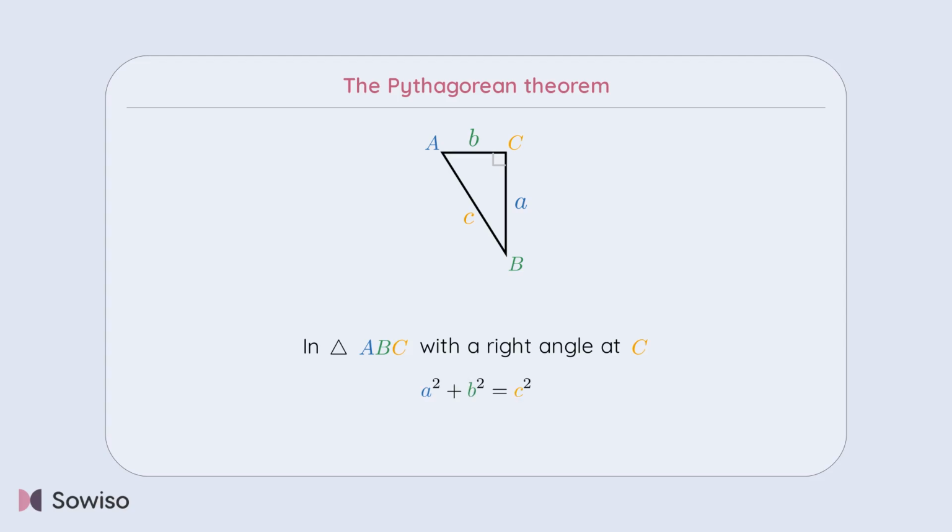The Pythagorean theorem says that the sum of the squared rectangular sides equals the square of the hypotenuse. This means a squared plus b squared is c squared. With this theorem, we can calculate the missing side if two sides are known.